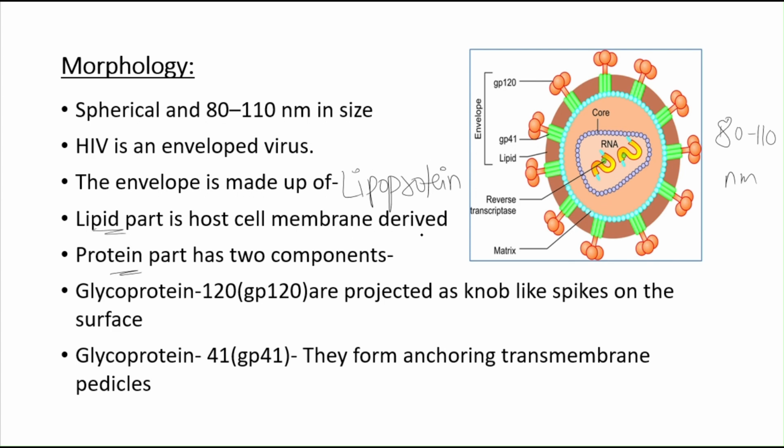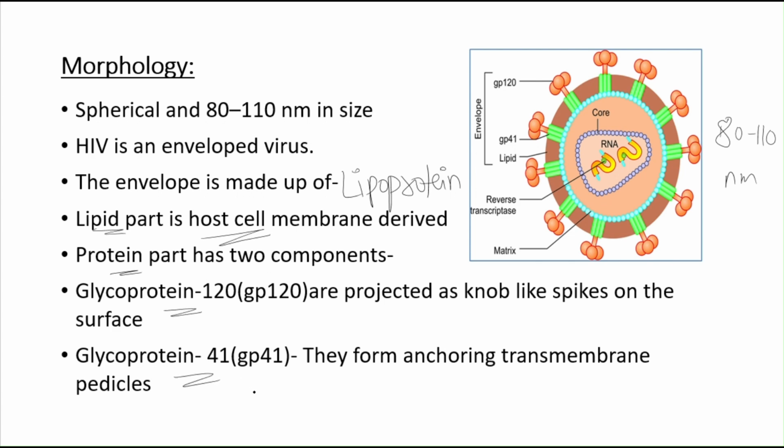And the protein part of the envelope has two components, that is glycoprotein 120 and glycoprotein 41. You can see here glycoprotein 120, which is a knob-like or mushroom-like structure, and here glycoprotein 41, which is a rod-like structure. The main function of glycoprotein 120 is attachment.